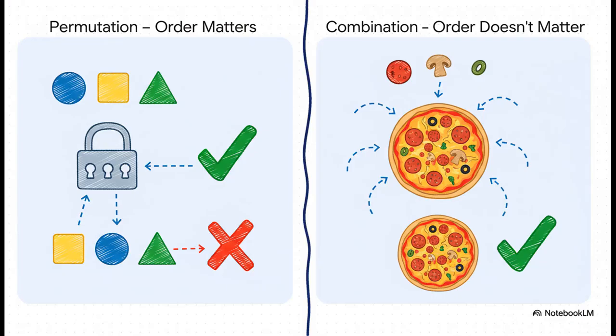In a permutation, the order is everything. Your phone passcode 123 is totally different from 321, right? But in a combination, order is completely irrelevant. If you're picking pizza toppings, pepperoni, mushroom, and onion is the exact same pizza as onion, pepperoni, and mushroom. The end result is the same.